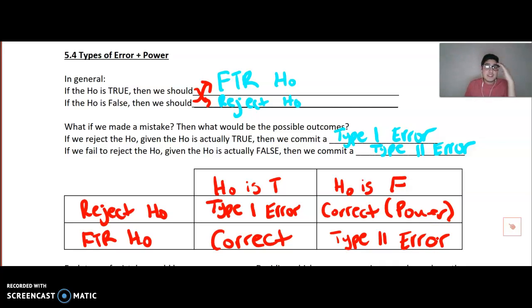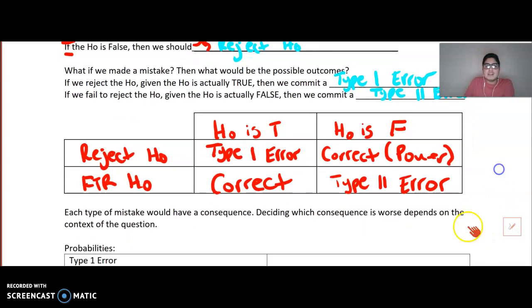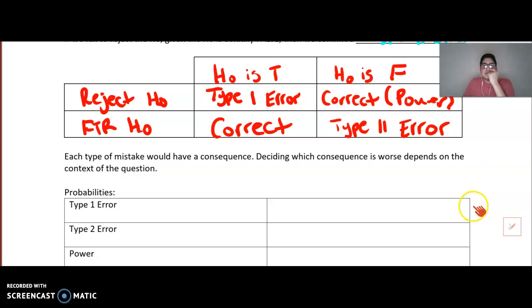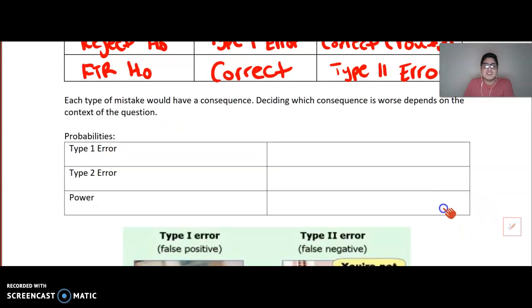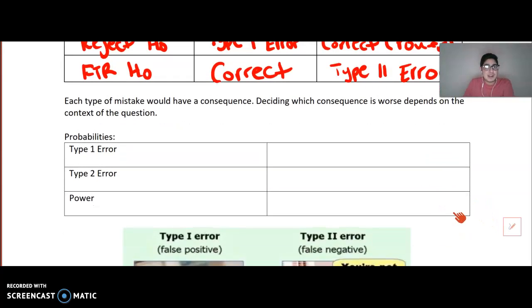And now it's easy to think that these are intersecting probabilities, saying that you reject it and it's true, you reject it and it's false, etc. But notice the key lingo here at the top. It says if. And back to our study of probability, we know that if means a conditional probability. Each type of mistake would have a consequence. Deciding which consequence is worse depends on the context of the question. And you'll hear some statisticians say that the worst type of error is a type 2 error. False, because sometimes it might not be as bad as type 1. Everything always has a contextual component to it.